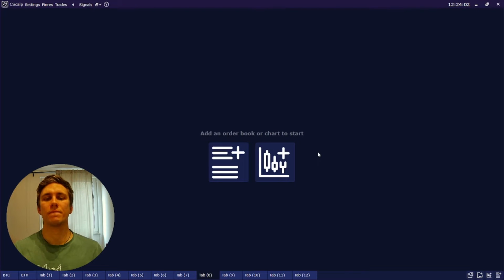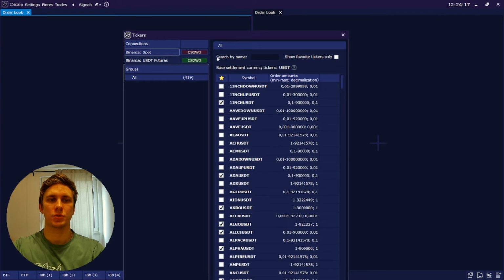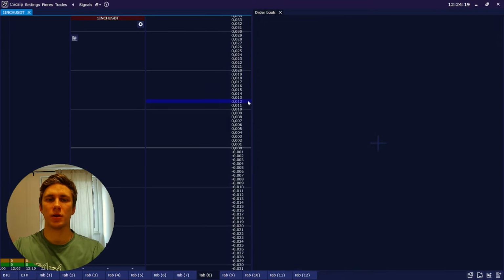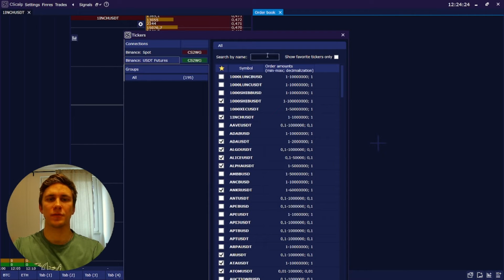Let's start from the most important part. Why we use Cscalp trading terminal. First of all, that's how it looks like. Here we can add some order books. This is how we start our trading. Spot on the left and futures on the right.